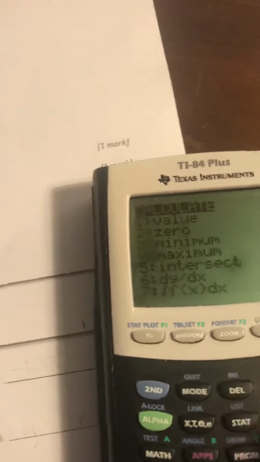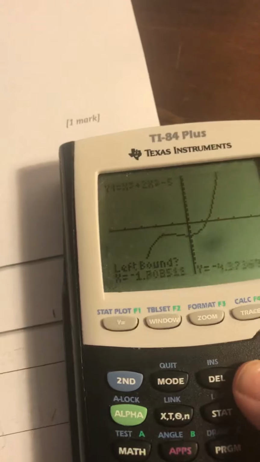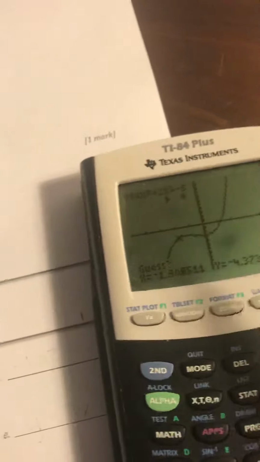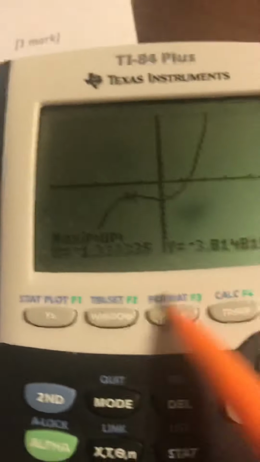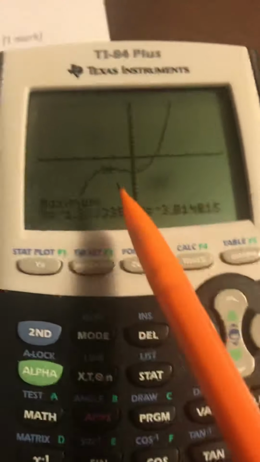So you are going to hit second calc, and I'm going to do the maximum first because that's A. I'm going to go all the way onto the left side of the maximum, and then on the right side of the maximum, and then guess, and the x is negative 1.3333, whatever. And you're only going to use the x coordinate. That's important. Not the x-axis, but the x coordinate. What is that called? Oh, so C, work it out.